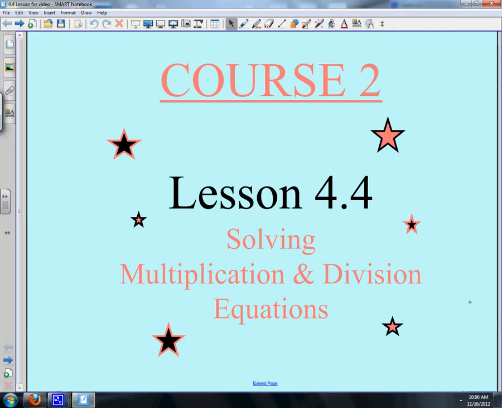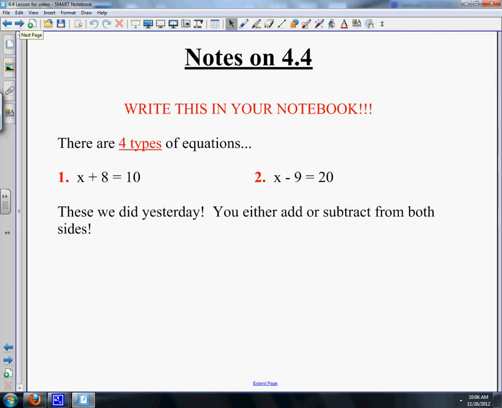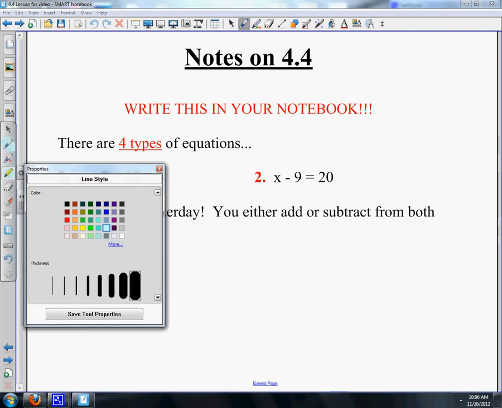This is lesson 4.4, solving multiplication and division equations for course 2. So, notes on 4.4. Write this in your notebook. There are 4 types of equations. I really want you to focus on that. There's 4 types of equations.